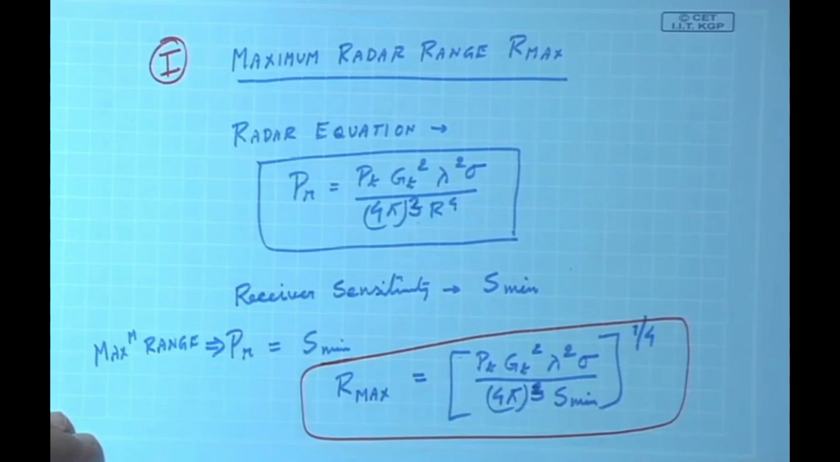The concept of the maximum radar range. The maximum range of a radar system is determined by several factors, including the transmitted power, antenna gain, wavelength, and the radar cross-section of the target.